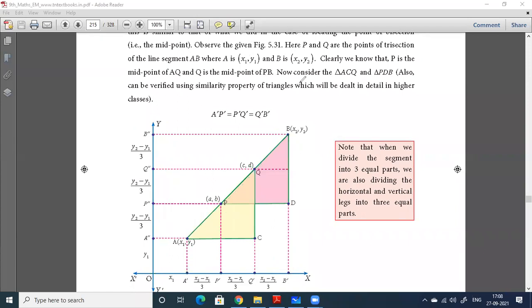Now the angles, triangles ACQ. This is one triangle, and PBD is the other triangle. These two triangles are similar to each other. In geometry, you know that they are similar to each other. That's what we need to know. Let us get into that triangle.